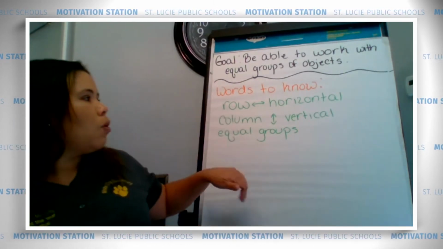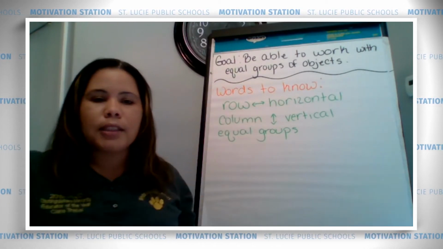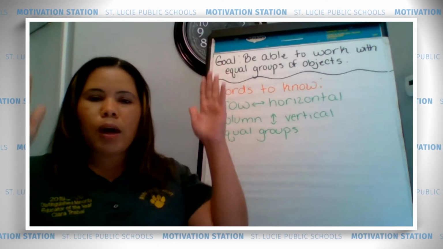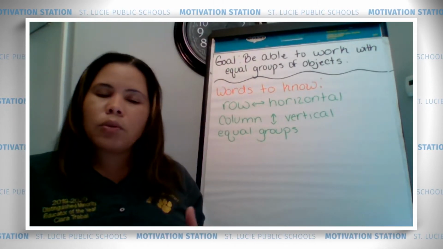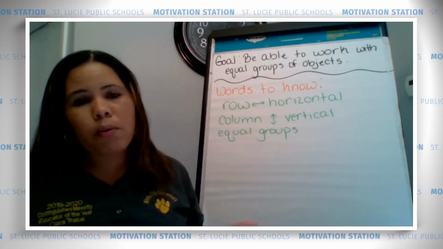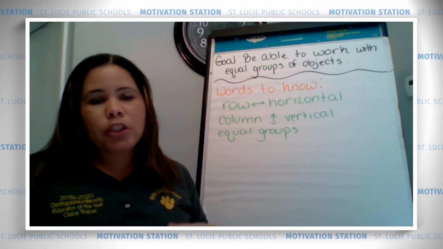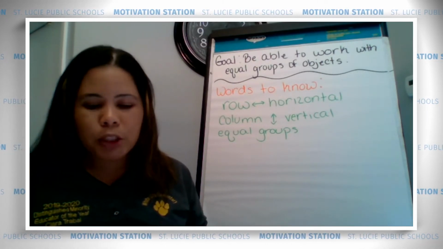Remember, some words to know are rows, which go left and right or horizontally, columns, which go up and down or vertically, and equal groups. And equal groups is a word that's in our standard or in our learning goal, and it just means that each group has the same amount in it, or same amount of objects.